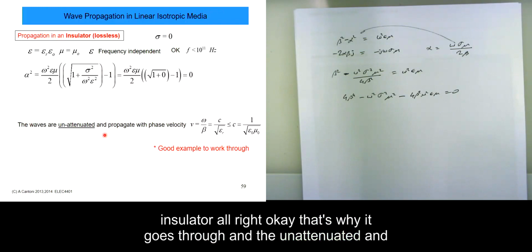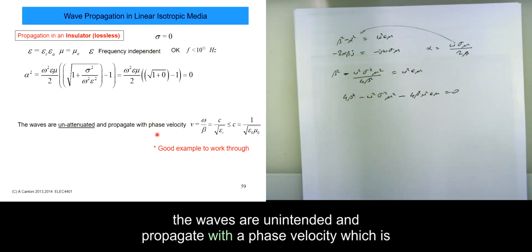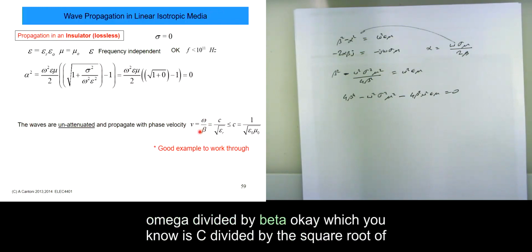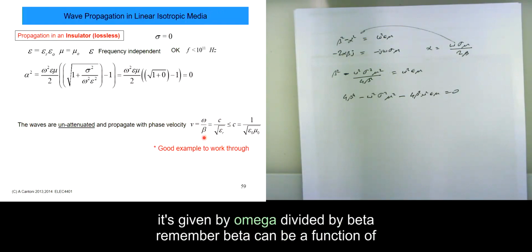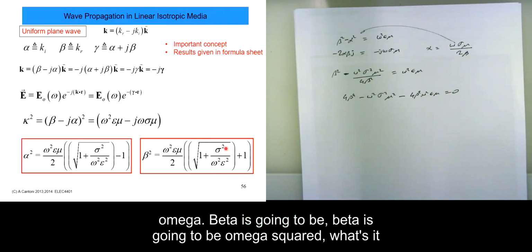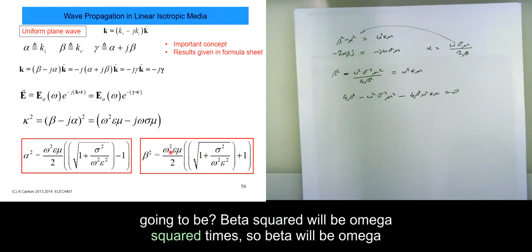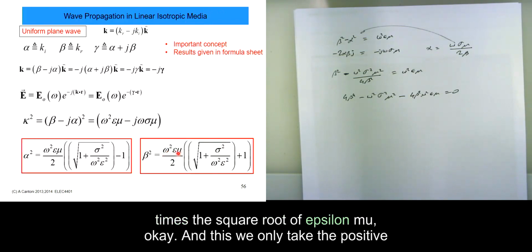The waves are unattenuated and propagate with a phase velocity, which is omega divided by beta, which is c divided by the square root of epsilon r. We only deal with the phase velocity here. Remember, beta can be a function of omega. Beta squared will be omega squared times epsilon mu, so beta will be omega times the square root of epsilon mu.